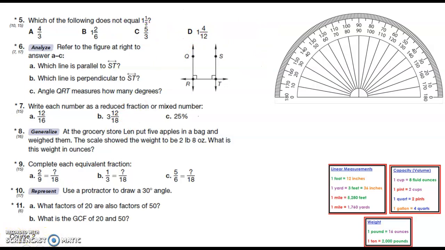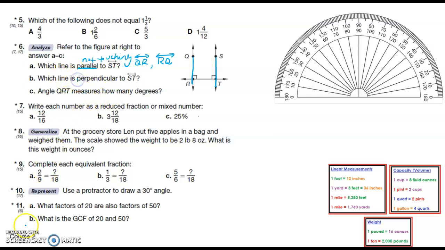Okay, so we completed number 5, but I erased it so we can have room to do number 6. Number 6 says refer to the figure to the right, that's this one, to answer A through C. So which line is parallel? That means they are not touching ST. So this one is ST. This line is touching ST, so it has to be QR. And you can write that like this because QR is a line, or RQ, because it goes on forever in both directions.